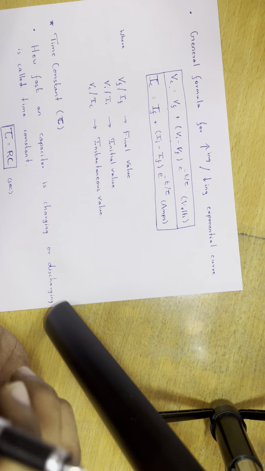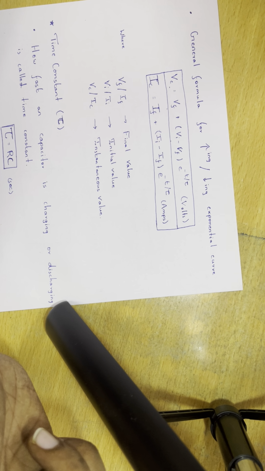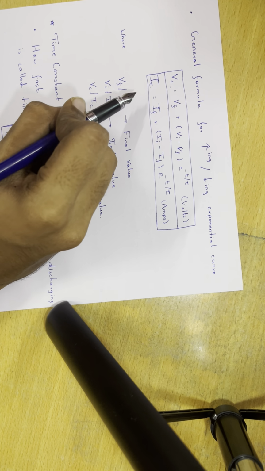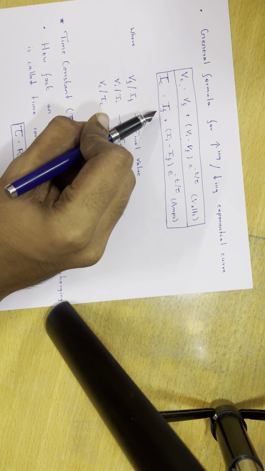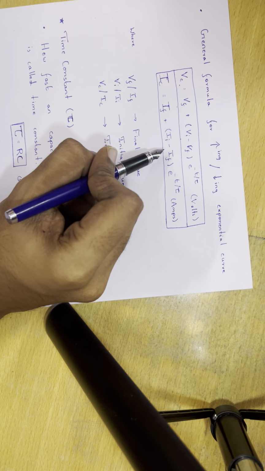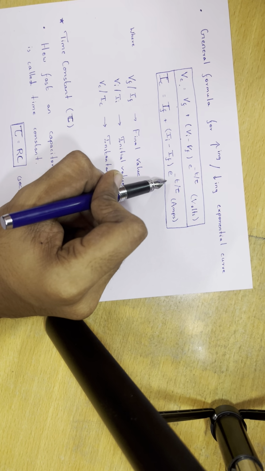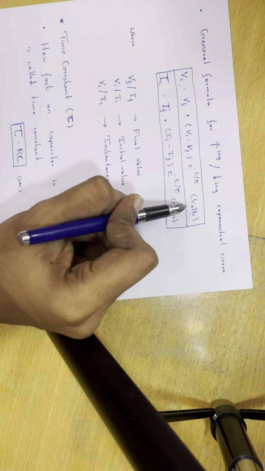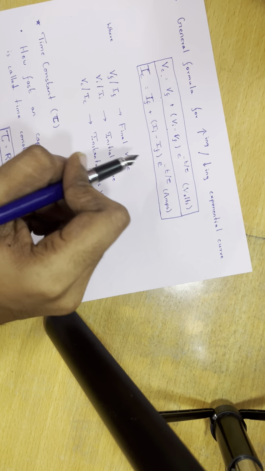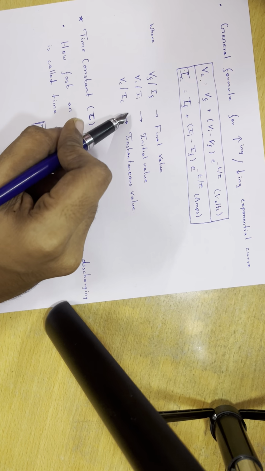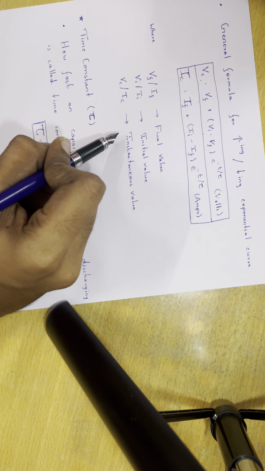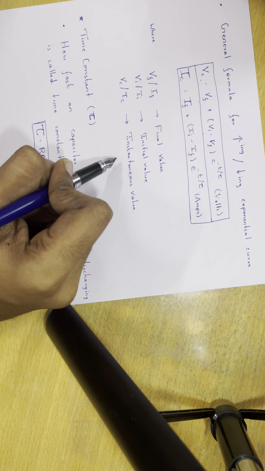Here tau is the time constant. Similarly for instantaneous current: instantaneous current equals final current plus open bracket initial current minus final current, close bracket, into e to the power minus t by tau. Voltage is in volts and current is in amps. Here Vf is the final value, Vi is the initial value, and V is the instantaneous value we are considering.